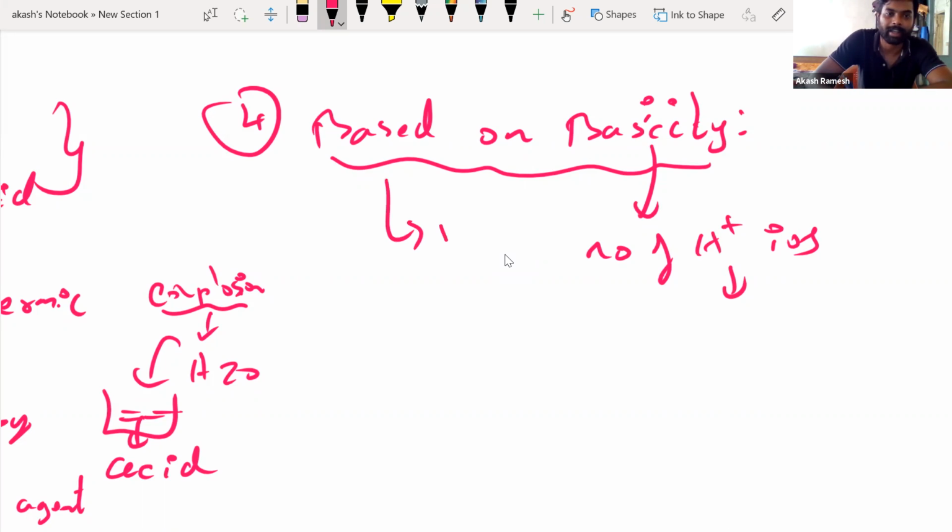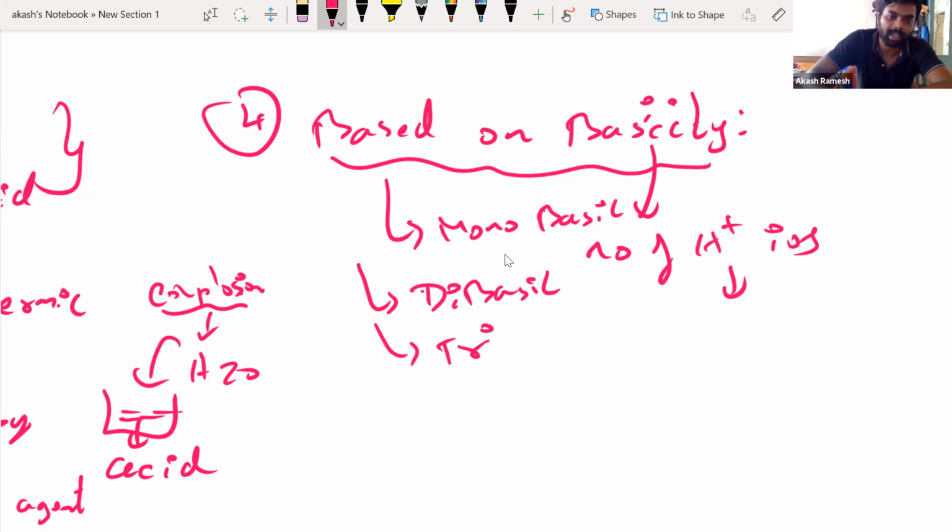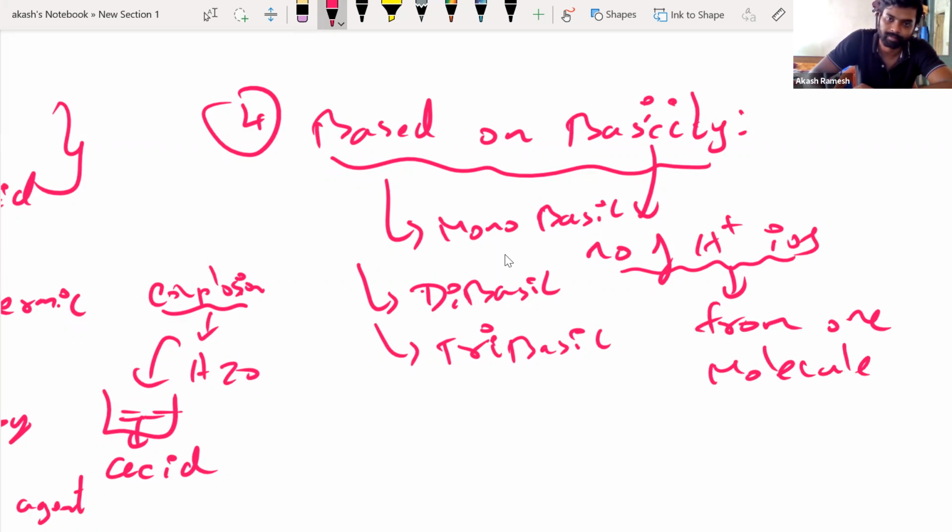So under this, I have, say, monobasic acid, dibasic acid, and even tribasic acid. Now from the name itself, you can understand. I told you basicity is nothing but the number of H plus ions an acid can give from one molecule, right? Number of H plus ions coming from one molecule of an acid.